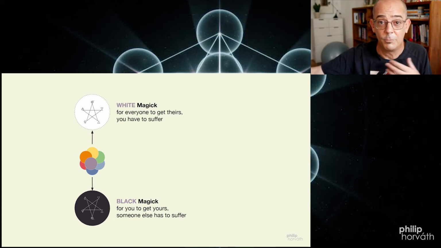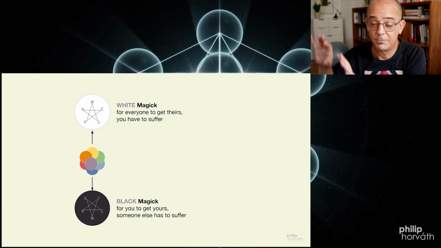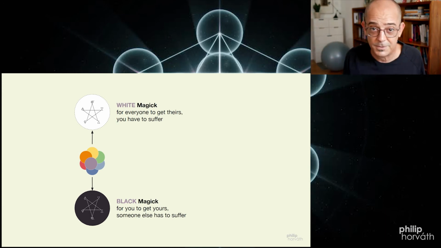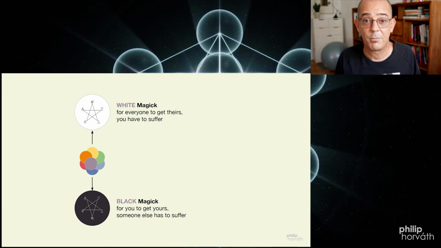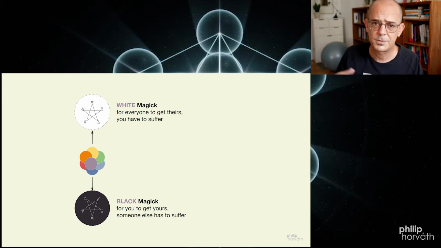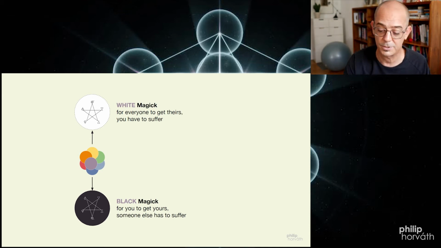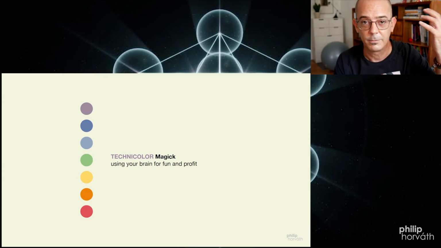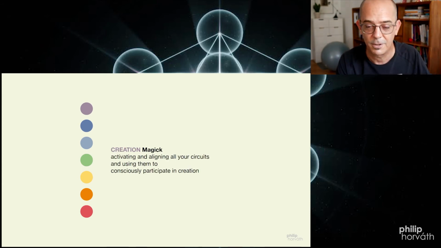And white magic is exactly the opposite. It's the idea that for everybody else to get theirs, you have to suffer. It's the magic of martyrs. And so what you want to do actually is kind of use all of it. My friend calls it technicolor magic. I like to call it creation magic.